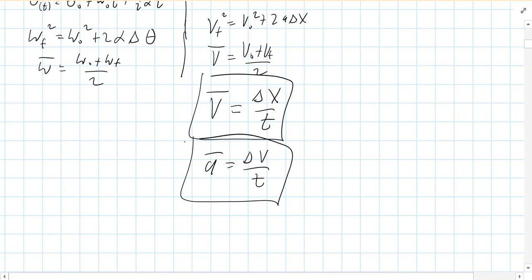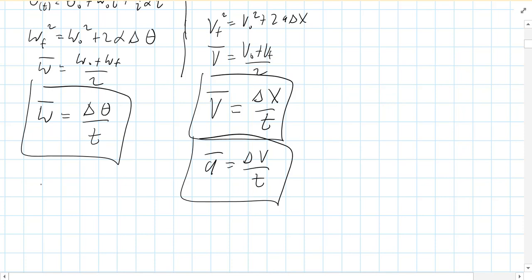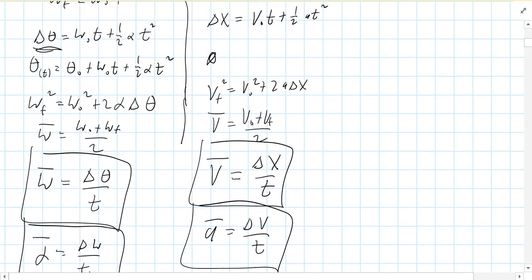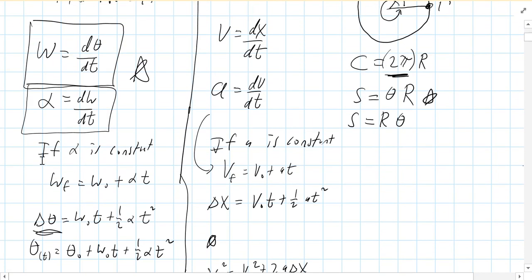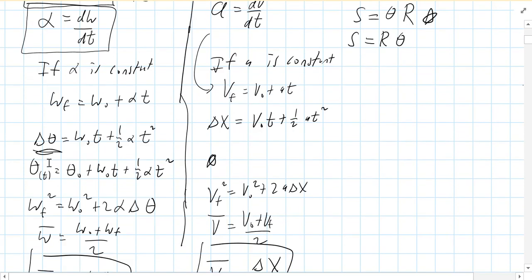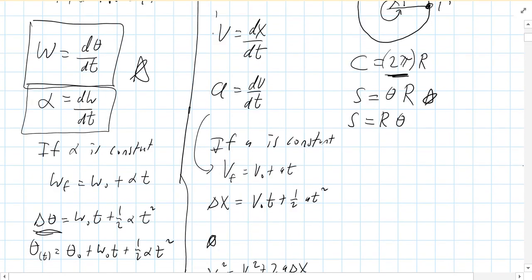This always works. Well, in an angular system, the analogous equations would also always work. Average omega is delta theta over t. That always works. And average alpha equals delta omega over t. That always works. So the things I put in boxes here, those always work. And in a linear system, these would always work too. Obviously, we've talked about that previously.